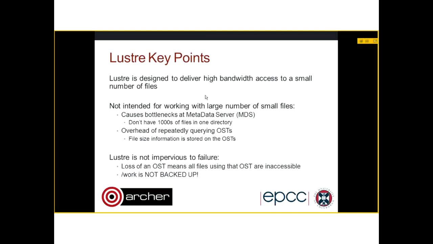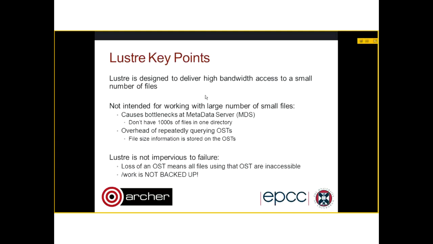And the other point, which is not really concerned with tuning the stripe size, is that Lustre is not impervious to failure. So if one OST is lost, that means all the files using that OST are inaccessible. So if you had your file striped over many OSTs, or say you had striped over all the OSTs, then if one of the OSTs is lost, you've lost part of your file, and it is difficult to recover from that. And when I say lost, because the OSTs are RAID arrays underneath, we would expect that if just one disk fails, that's not catastrophic, but if you had many disks failing, then that would be catastrophic.